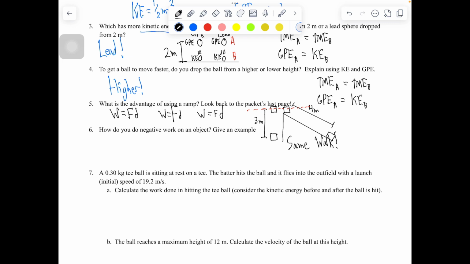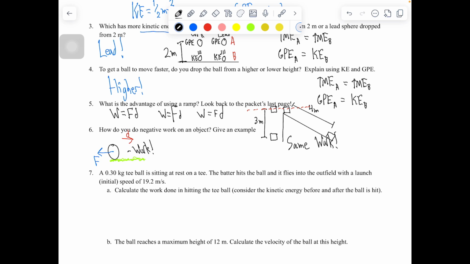How do you do negative work on an object? Well, there's a ton of different examples. You could talk about, say, if we draw in some grass, a soccer ball rolling in that grass. The soccer ball is rolling to the right. This is our distance. It's moving to the right. But the force on the soccer ball is to the left. Since the force is opposite the direction of motion, that does negative work. The soccer ball loses energy as it slows down.